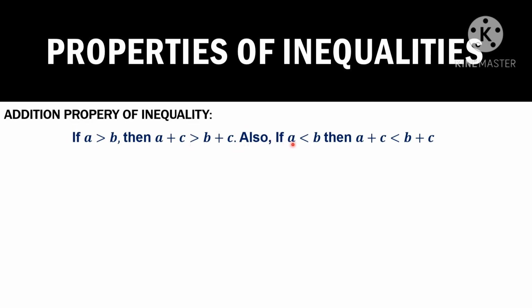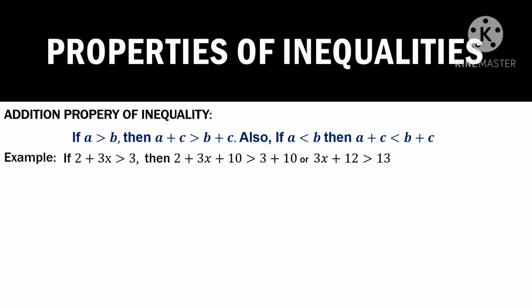Also, if A is less than B, kung less than naman, then we add the same number to both sides of the inequality. Let's say C. Your C stands for any number. Then the inequality symbol will remain unchanged, hindi mababago. Pag less than siya doon, after you add a certain number in both sides of the inequality, it will remain unchanged. So, yun yung addition property of inequality. Hindi nababago yung inequality pag nag-add ka ng same number sa magkabilang side.